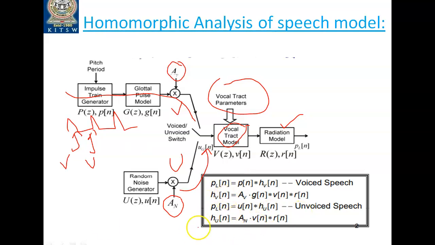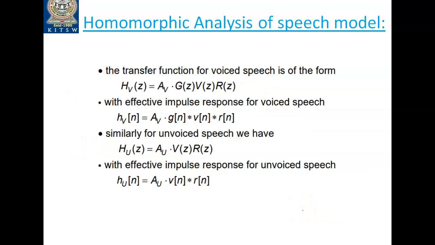For voiced speech, we can easily see the mathematical expression: p[n] is convolved with h_v[n], where p[n] is the impulse train generated in the time domain and h_v[n] is the vocal tract model, the system function, which can be multiplied with the gain. For unvoiced speech, this is how we analyze: u[n], coming from the random noise generator, is convolved with the system function. The transfer function for voiced speech we have written separately in the expressions, and the transfer function for unvoiced speech we also mention in this slide.